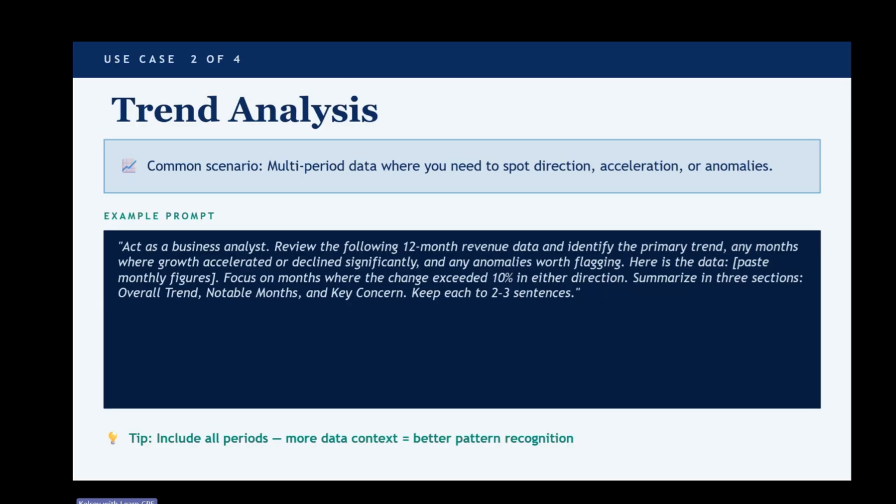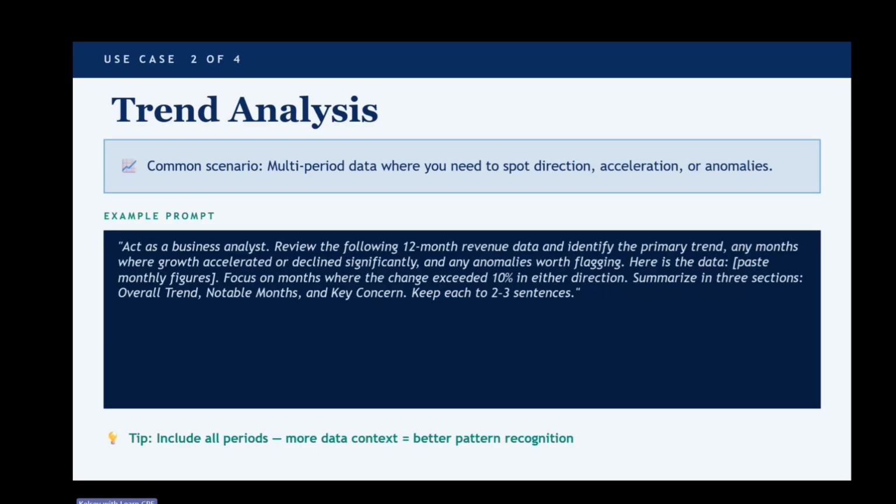You could prompt, act as a business analyst, review the following 12-month revenue data, and identify the primary trend. Any months where growth accelerated or declined significantly, and any anomalies worth flagging. Here is the data. Focus on months where the change from the prior month exceeded 10% in either direction. Summarize findings in 3 sections. Overall trend, notable months, and key concerns, if any. Keep each section to 2 to 3 sentences. And this prompt will surface the story in your numbers quickly and give you structured commentary to work from.